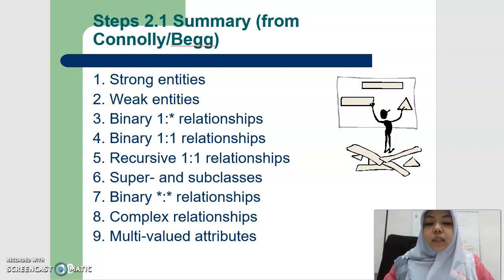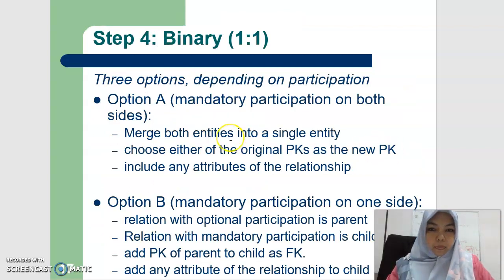Okay, then we go to the mapping of one-to-many relationship for the entity. So in this video, I'm going to continue with one-to-one relationship mapping from ER diagram to relational model. For one-to-one relationship, there are 3 options depending on the participation of the entity. For option A, you have to choose option A if the participation on both sides is mandatory.